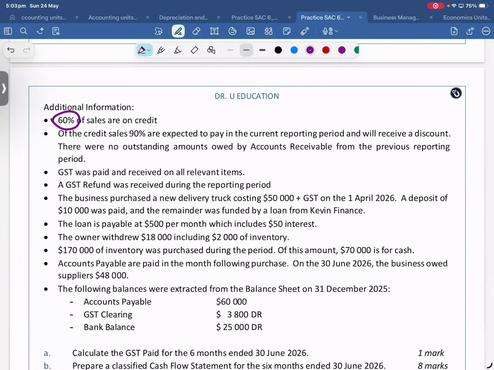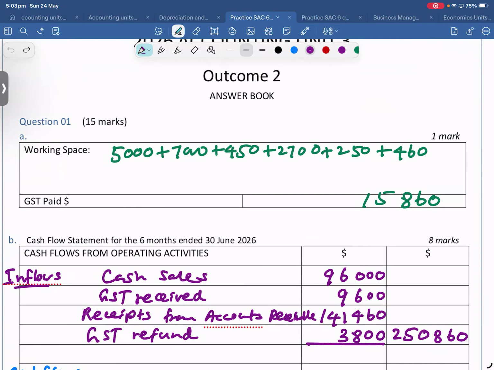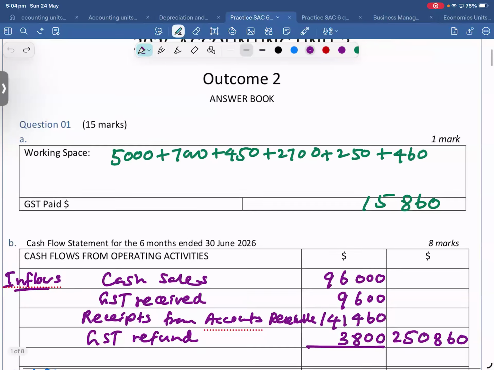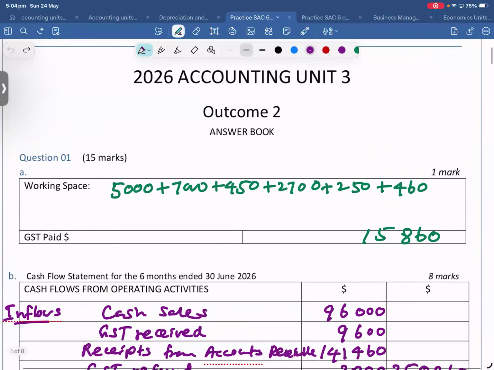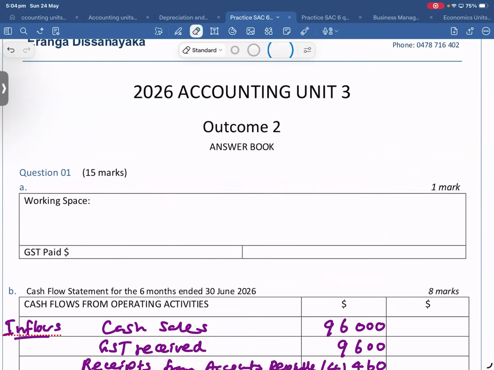Then after that, having done that one, what do we do? Don't forget there's GST, right? GST received. How much? 10% of that, 96,000. Okay. Right. Yeah, I will rub this one as well if you want. You don't need this one. Don't worry about that. I'm going to show you how to do it.